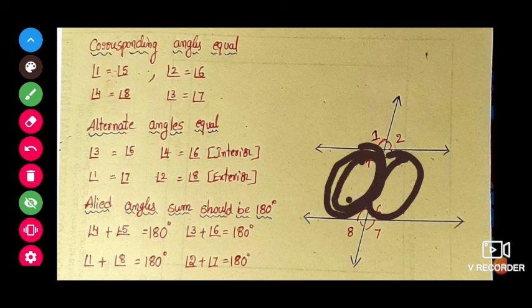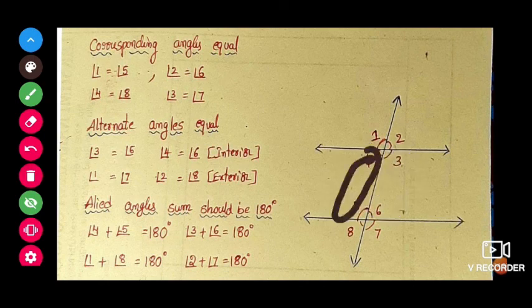This interior allied also, the sum should be 180. These two also, the sum should be 180. Same way, exterior, this sum also will be 180. This sum also will be 180. 2 plus 7 also will be 180. Angle 1 and angle 8 also will be 180. Very important, children. Please write it as many times as you want and learn it also. Okay. Next.